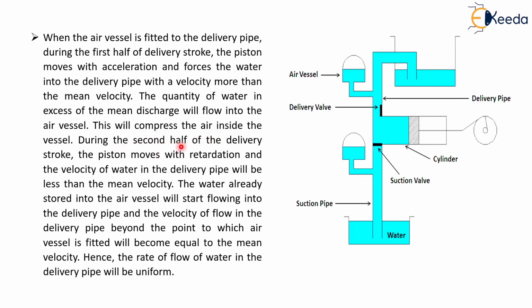During the second half of the delivery stroke, the piston moves with retardation and the velocity of water in the delivery pipe will be less than the mean velocity. The water already stored in the air vessel will start flowing into the delivery pipe, and the velocity of flow in the delivery pipe beyond the point to which air vessel is fitted will become equal to the mean velocity. Hence, the rate of flow of water in the delivery pipe will be uniform. So, this is the function of air vessel in suction pipe and delivery pipe.